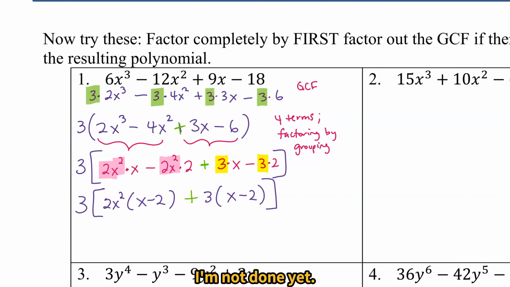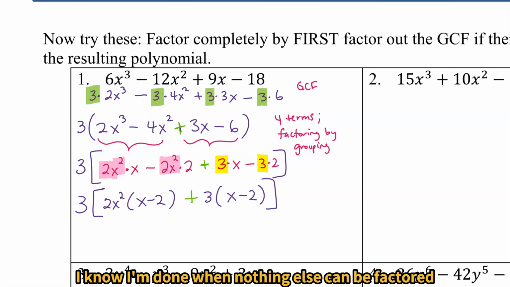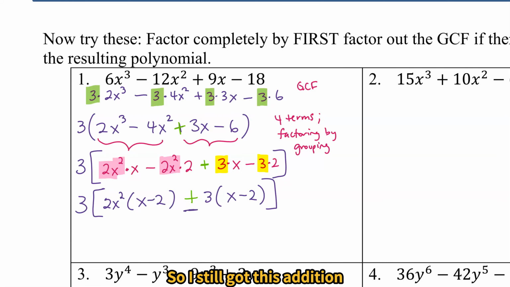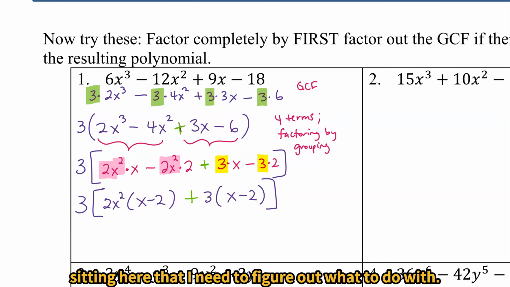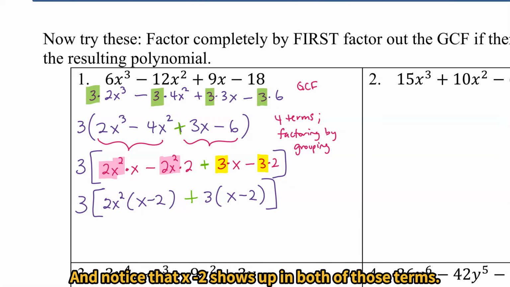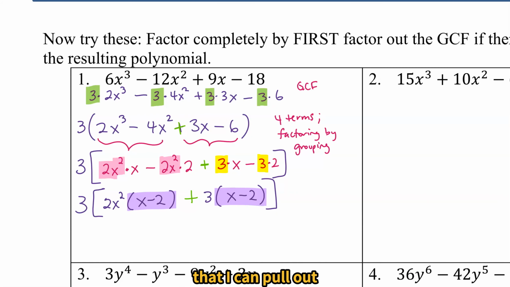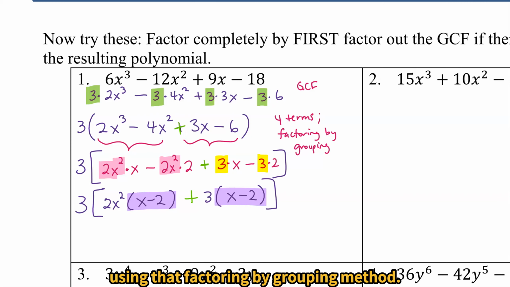I'm not done yet. I've still got this plus sign in the middle I need to resolve. I know I'm done when nothing else can be factored and all of my factors are separated by multiplication. So I've still got this addition sitting here that I need to figure out what to do with. And notice that x minus 2 shows up in both of those terms. So there's another greatest common factor that I can pull out using that factoring by grouping method.